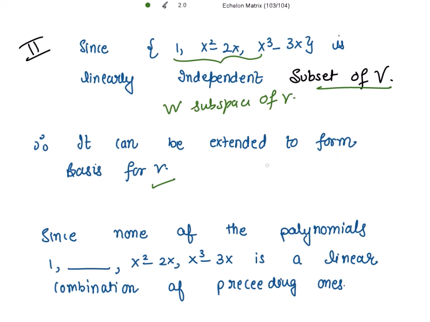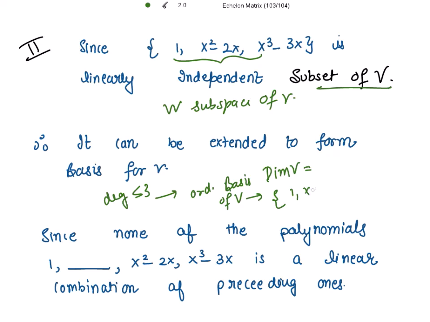One thing more here: what is the dimension of V? V is the set of all polynomials of degree less than or equal to 3. What is the ordered basis of V? The standard ordered basis of V is 1, x, x square, x cube. The number of elements here is 4, so we know that the dimension of V is 4.